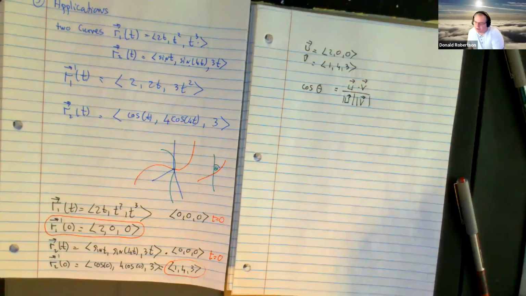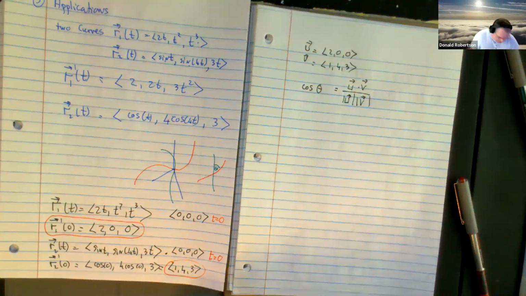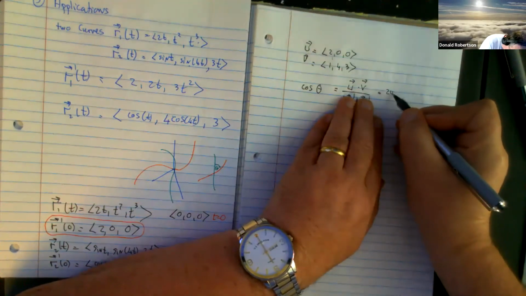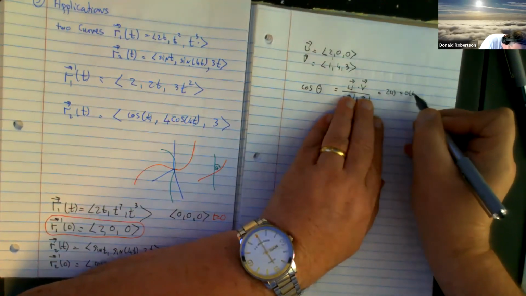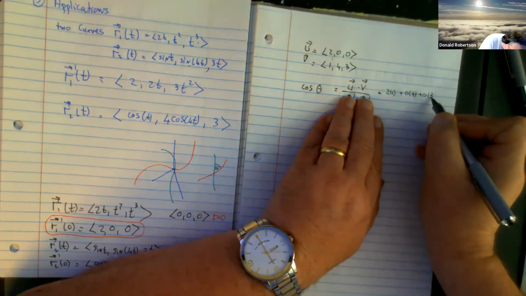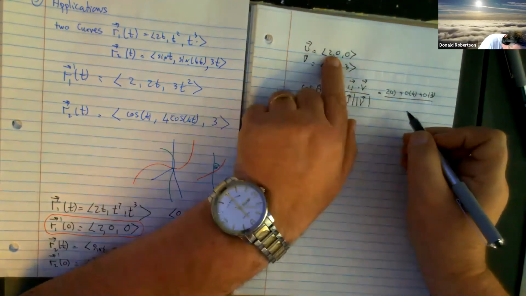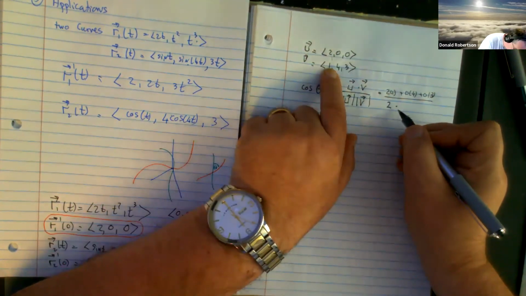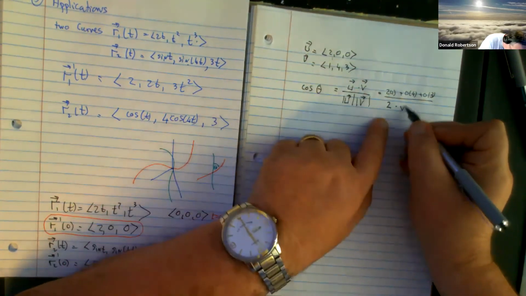Does that ring bells, guys? You recollect it? Right. Dot product on the top, 2 times 1, nothing times 4, nothing times 3. Not a lot happening on the top then. Magnitude of this guy eventually is 2. Magnitude of this guy is the square root of 26.